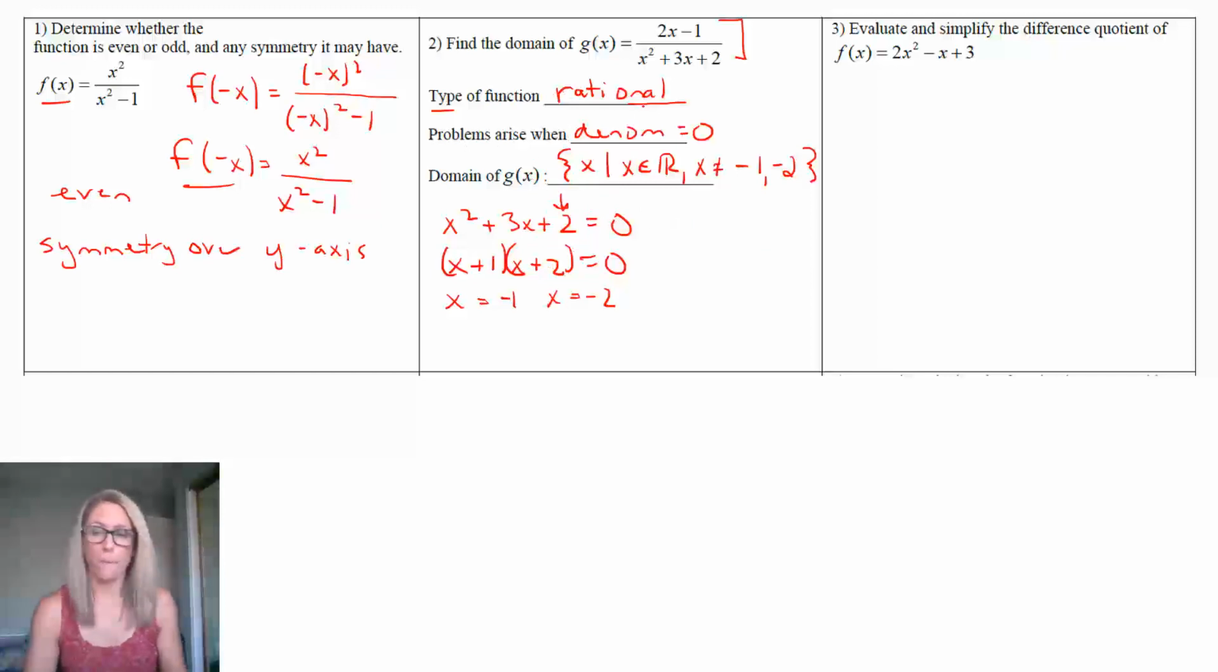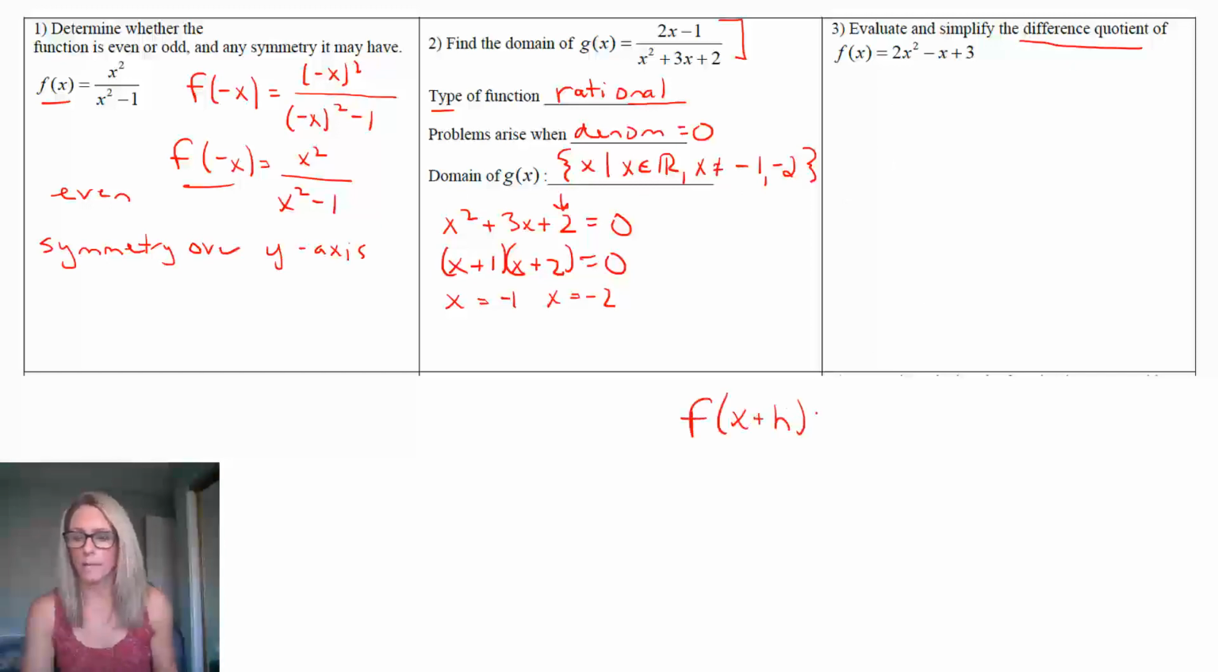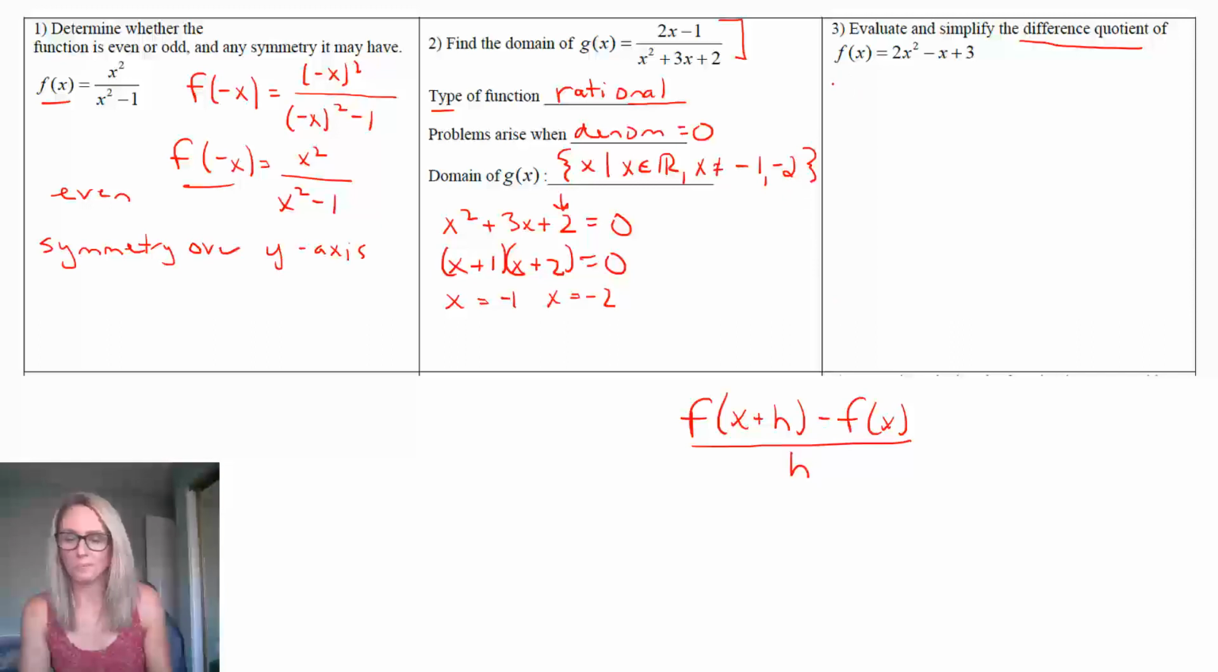So again, from part one, we see that we're asked about the difference quotient, and the difference quotient was written in part one. I can write it down here again. But it says if you have a function, you're going to take f of x plus h, you're going to subtract the function f of x, and you're going to divide by h. Again, this comes into calculus, and that's why we're doing it right now.